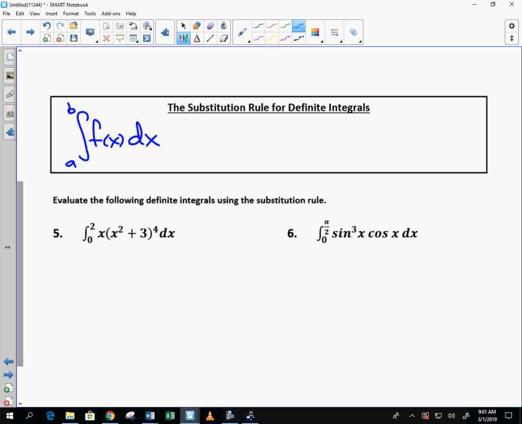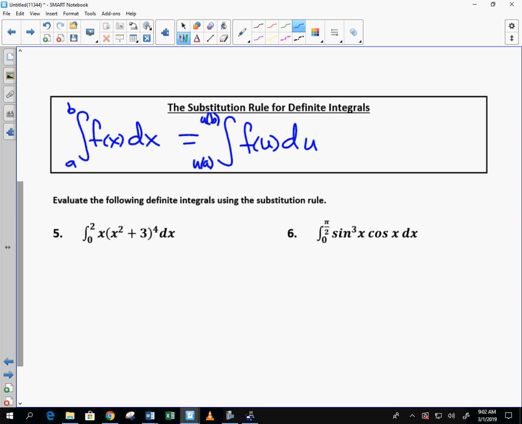What we do is we say that the integral from a to b of f of x dx, if you were to do the integral of f of u du, then things change. The bounds change. And the bounds change to this, u of a and u of b. Right now, most of you don't understand what that means, and that's okay. I'm going to show you what it means in just a second.